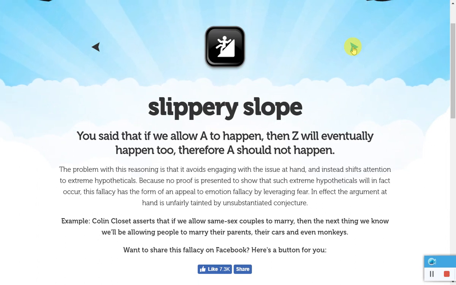Example: Closety asserts that if we allow same-sex couples to marry, then the next thing we know we'll be allowing people to marry their parents, their cars, and even monkeys.